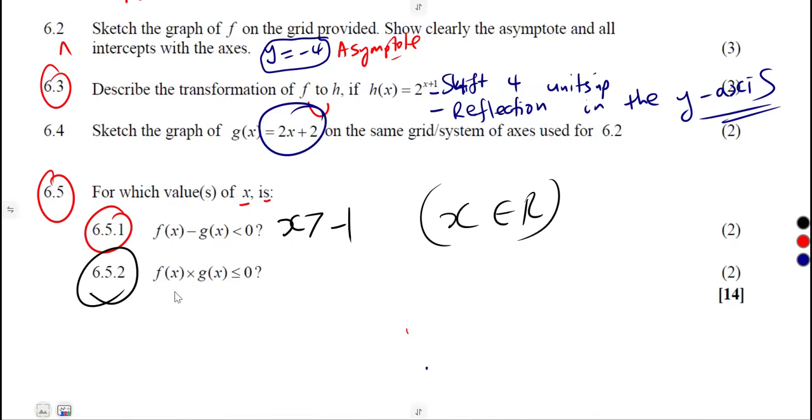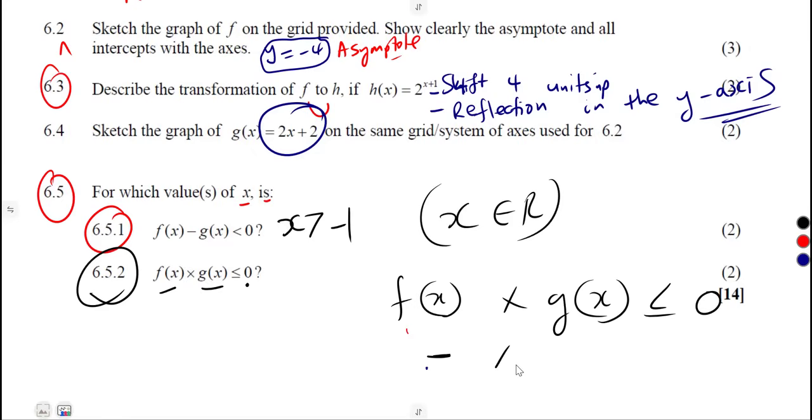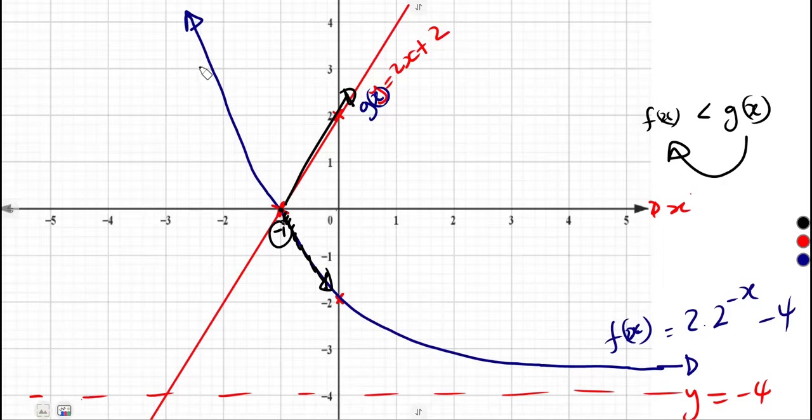Then 6.5.2, f of x times gx is less than or equal to 0. When they say this type, they are saying if you take a number which is less than 0, it's a negative. It means f of x can be negative and gx can be positive, or f of x can be positive and gx can be negative. So let's check which one is giving that condition. One is positive, as we can see here. f of x is positive throughout up to here, where for these values of x, gx is in the negative. So positive times negative gives us what?